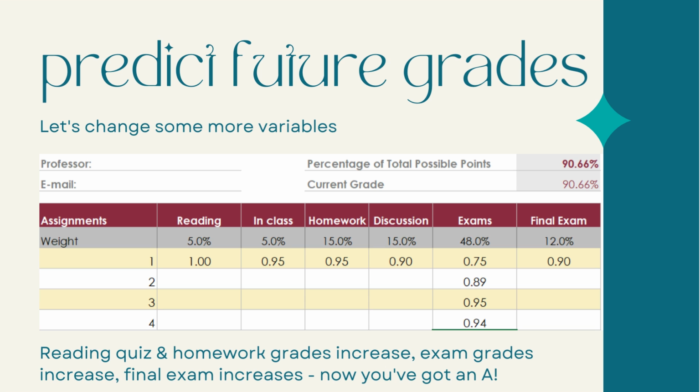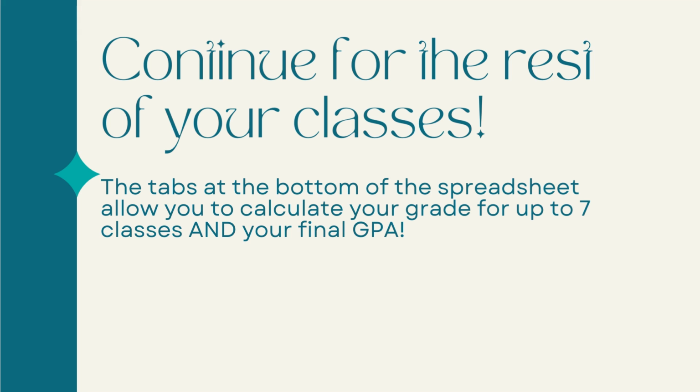As I said, you can continue this for the rest of your classes. Just use those tabs at the bottom of the spreadsheet to go between classes and fill it in for up to 7 classes, and then you can also calculate your final GPA this way.